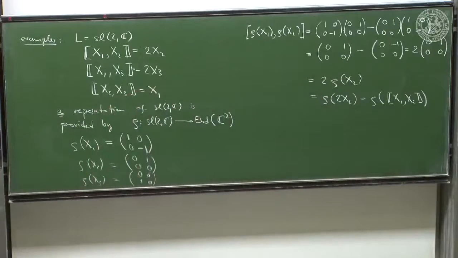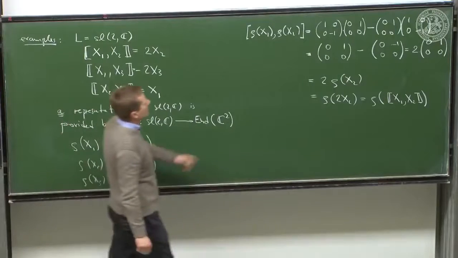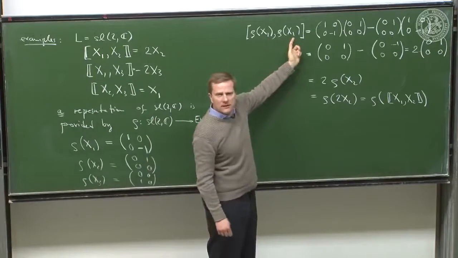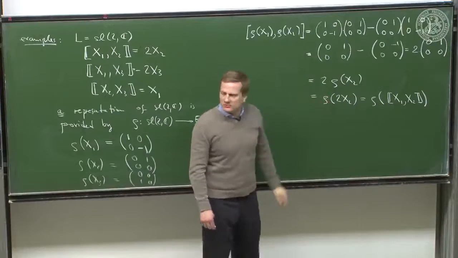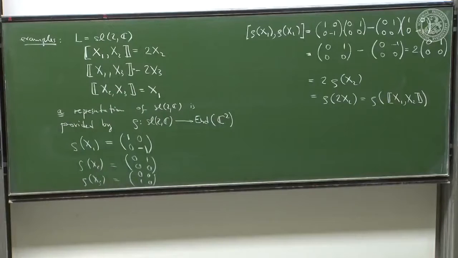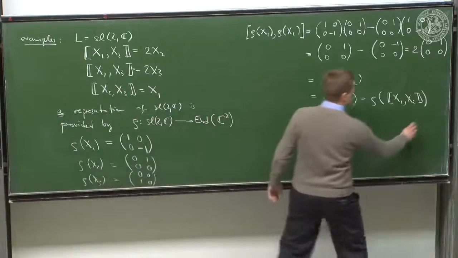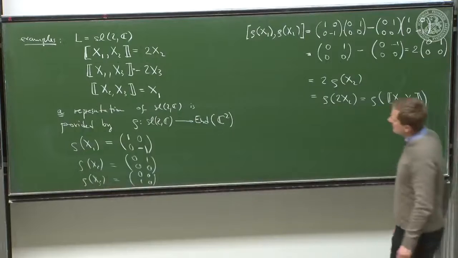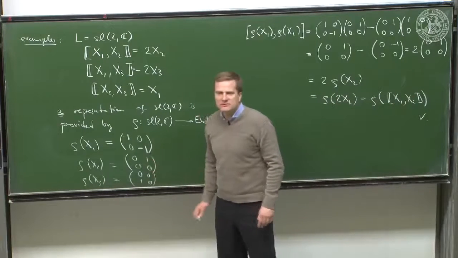this compatibility condition is satisfied. So now I also check this for 1 and 3 and 2 and 3. And if it's valid for all of these, it's already valid for any elements of the Lie algebra because the bracket is bilinear, so I only need to check this on a basis. Okay? So yeah, that's right. This is a representation of SL2C, this kind of matrix representation.